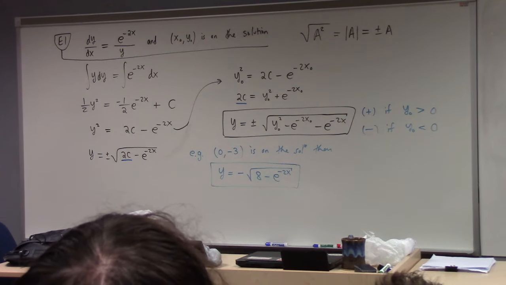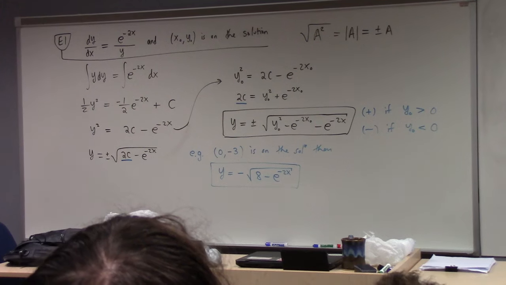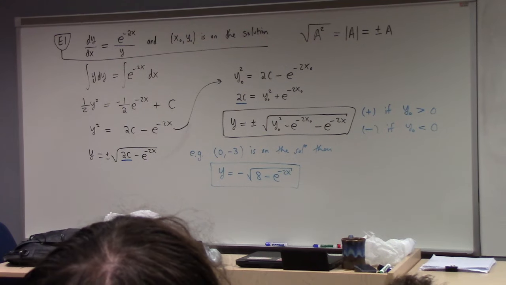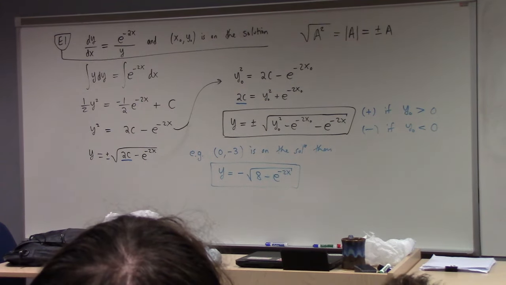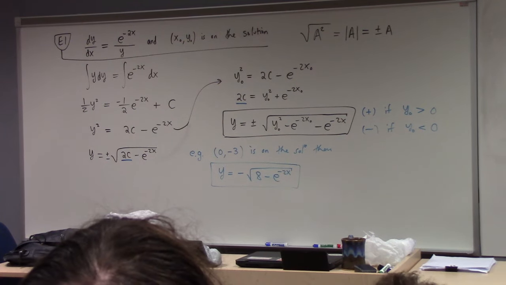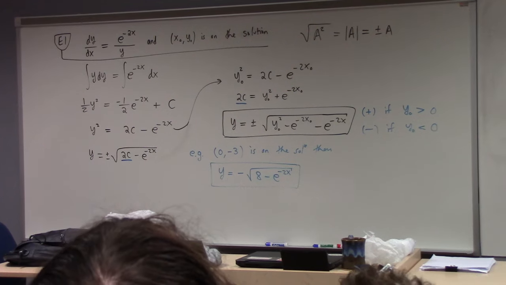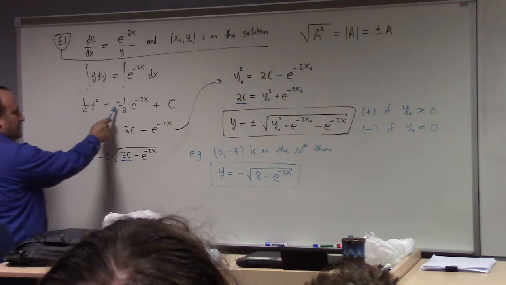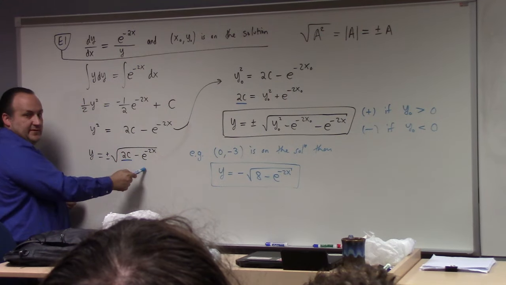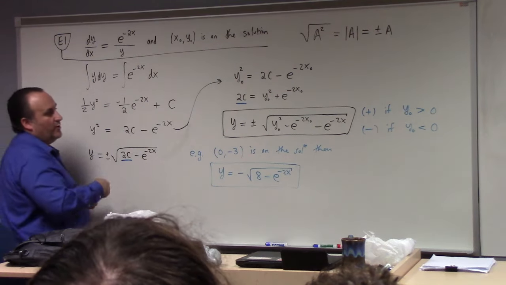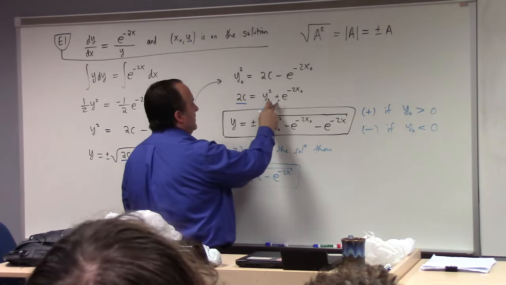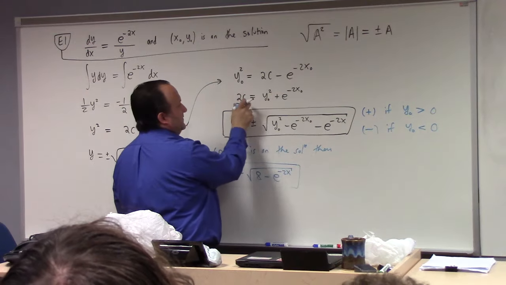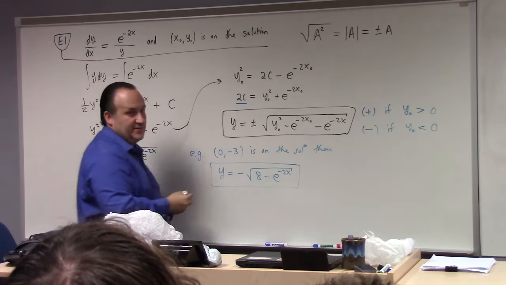Is that a negative or a positive e to the negative 2x? Negative. It was all for 2c, but the minus is from here. It's still there. It was still here, but then I solved for 2c, which means I added that to the other side.